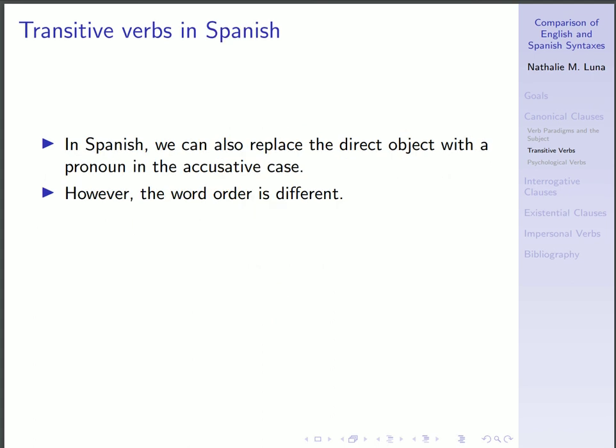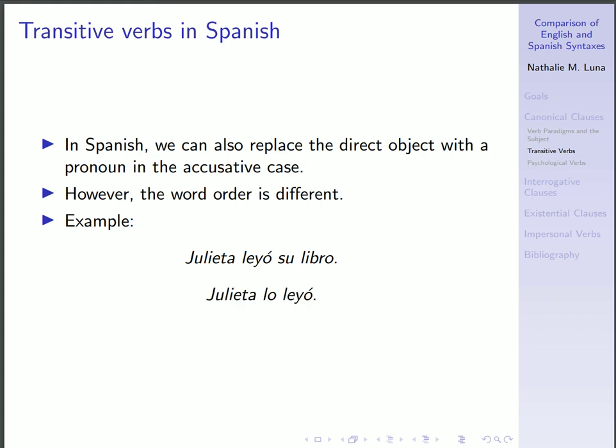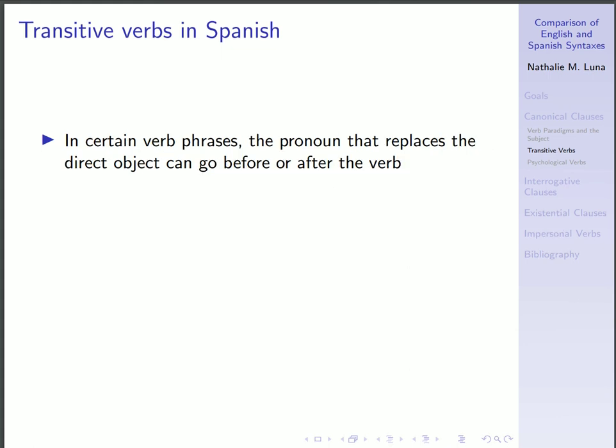So in Spanish, we can do the same thing. We can replace the direct object with a pronoun in the accusative case, but the word order is going to be different. So if we have that same sentence in Spanish, Julieta leyó su libro, we have su libro is the direct object, and it can be replaced with lo, but it's going to appear before the verb. In certain verb phrases in Spanish, the pronoun that replaces the direct object can go either before or after the verb.